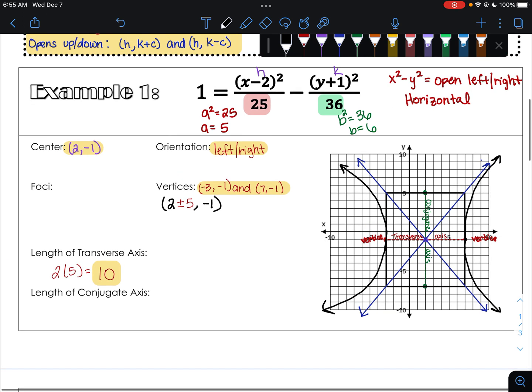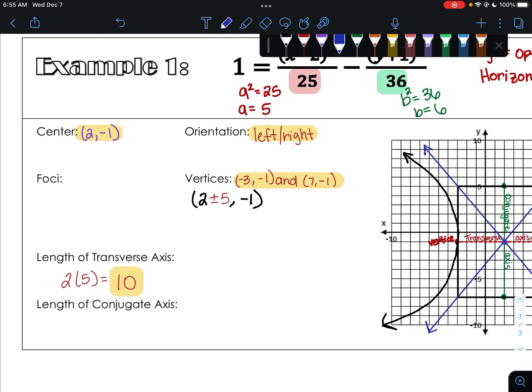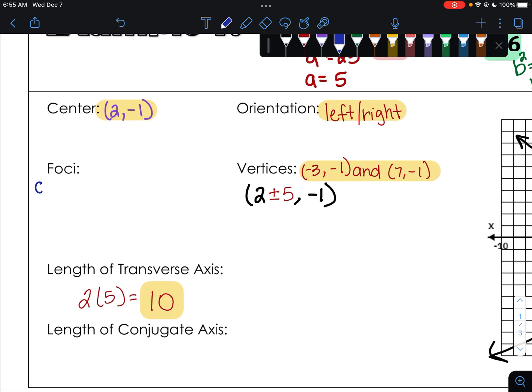Okay, so for the foci, remember we have a different formula. This formula is now c squared equals a squared plus b squared. So we take c squared and we have 25 plus 36. When we add that together, we get c squared equals 61. We take the square root of both sides and we get c equals the square root of 61. 61 cannot be simplified, so it will stay the square root of 61.